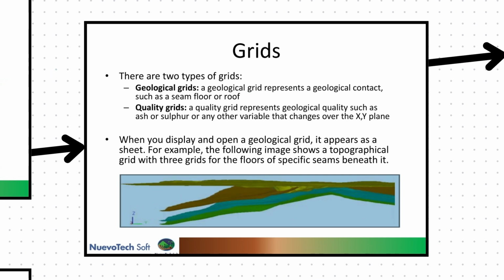There are two main types of grid in the Minex. Geological grids represent the solid boundaries, for example, the seam, floors, and the roofs. Quality grids represent things like the ash content and the sulfur that varies across the deposit.